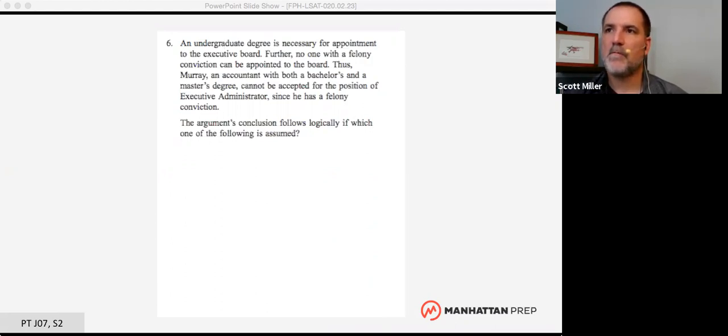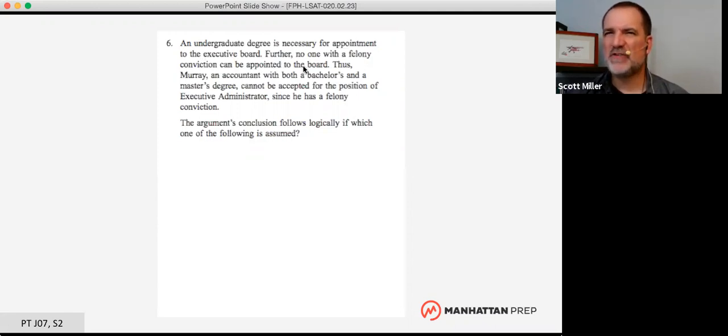So we start reading the little paragraph. We start reading this argument they're giving us. Undergraduate degree is necessary for appointment to the executive board. Okay, I don't know what that is. Is that a premise? Is it a conclusion? I don't know. Further, no one with a felony conviction can be appointed to the board.